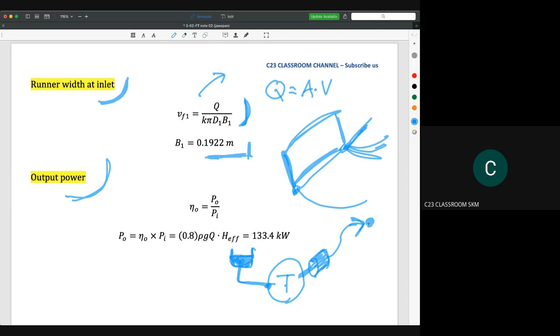According to here, we could find that this might be okay. According to this, we need to calculate the effective head, and then this is the output head. This is the equation for the overall efficiency. So we could calculate the output power as 133.4 kilowatts.